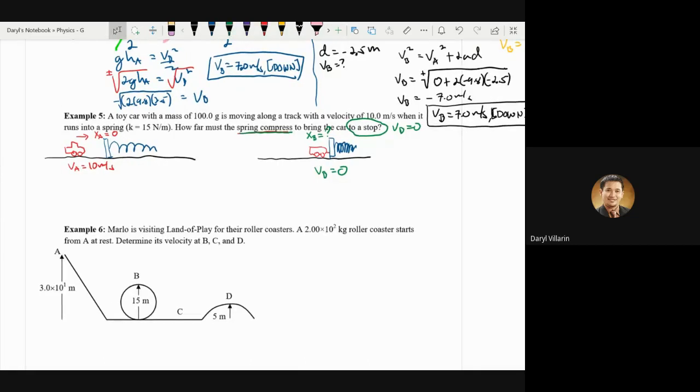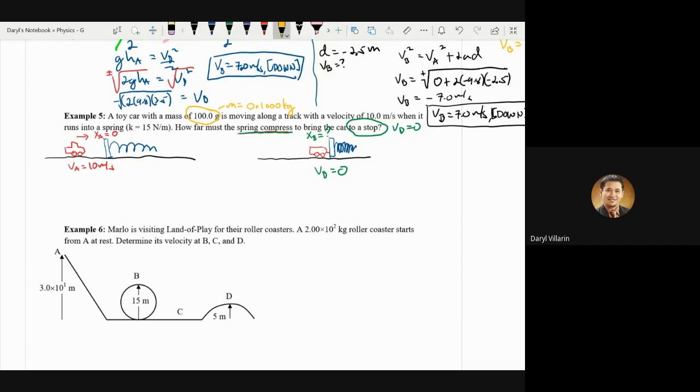So actually, you can use dynamics, Newton's laws of motion, in combination with the kinematic equation to solve for that. But I think it would be simpler if we use the conservation of energy. I just want to take note that the mass here is given in grams, so in kilograms that should be 0.1000 kilogram.